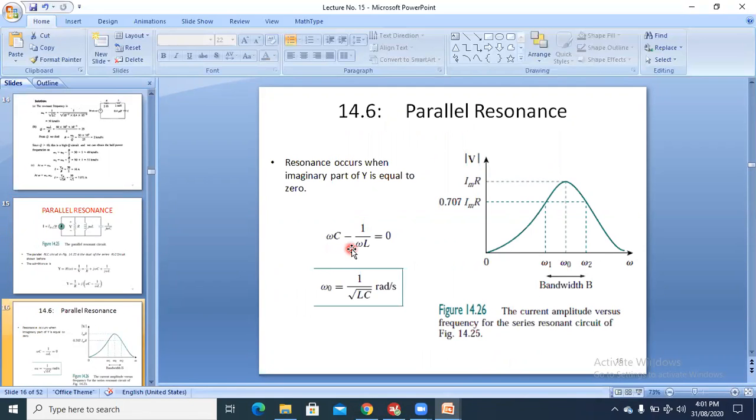So omega C minus 1 by omega L is equal to 0. So omega naught is equal to 1 by square root of LC. Again, we have the center frequency at the point where the circuit is purely resistive, and the amplitude of the voltage is I_m R, and at the half power bandwidth point, it is 0.707 I_m R.